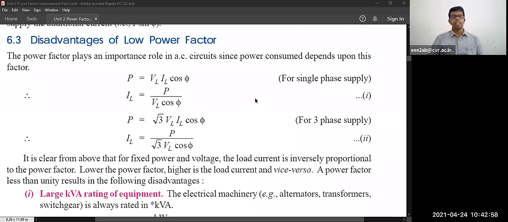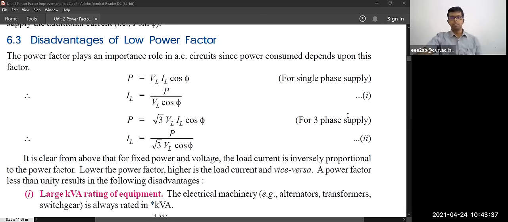The power factor plays an important role in AC circuits since the power consumed depends on the power factor. As you all know, P is equal to VL IL into cos phi, where IL is the load current and VL is the load voltage. Cos phi means power factor. So if you take IL outside, IL is equal to P divided by VL cos phi. This is for single phase AC supply.